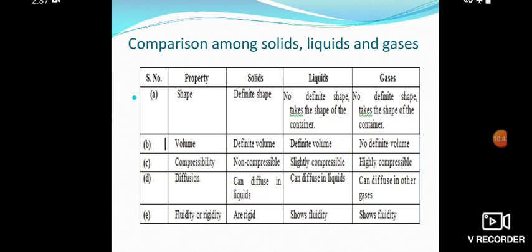After the theories of liquid, we will discuss a little comparison among solid, liquid, and gases. The first comparison is on the basis of shape. Solids have definite shape while liquids have no definite shape. Like liquids, gases also do not have definite shape. In case of volume, solids have definite volume, liquids also have definite volume, but gases do not have definite volume. Compressibility: as we discussed earlier, solids are non-compressible.